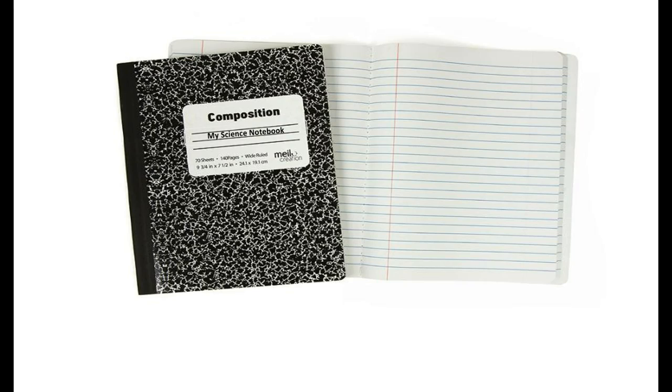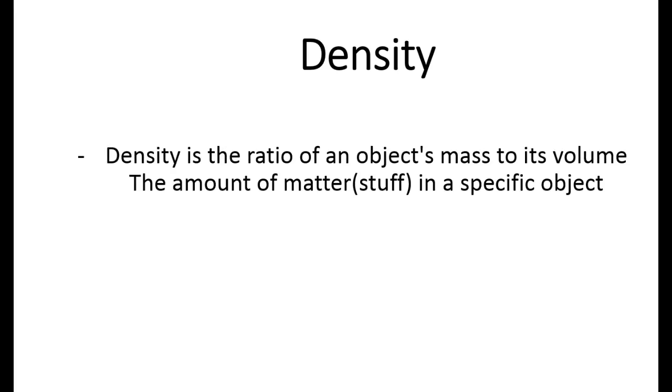So today, the topic is density. Density is the amount of matter that's in something, defined as the ratio of an object's mass to its volume. But I really think of it as how many atoms are crammed into anything from a stapler to a rock to the atmosphere. It's the amount of matter in a specific object.